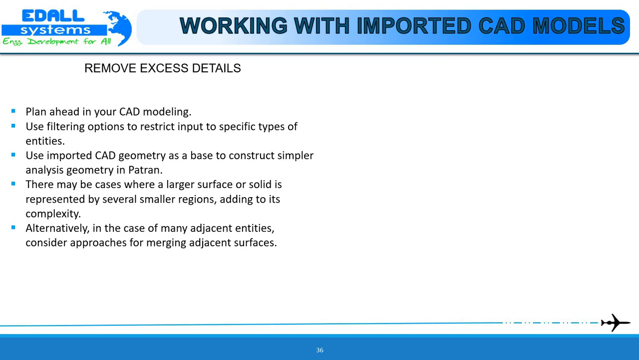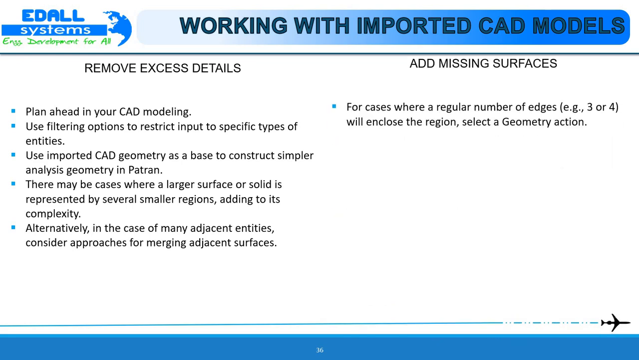Alternatively, in the case of many adjacent entities, consider approaches for merging adjacent surfaces such as Action, Create Surface, Composite, or another construction method. Whichever approach you choose, a certain amount of simplification can have a major impact on both the time spent generating a finite element mesh and the computing time required for running an analysis.